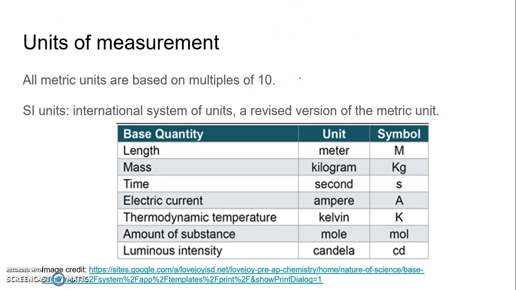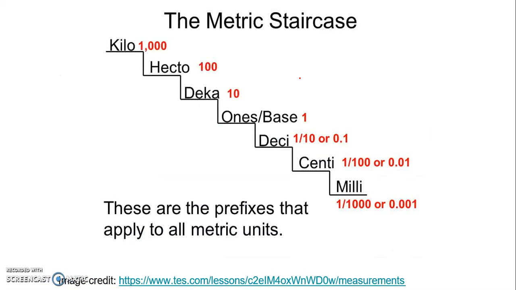Okay, so the next topic that we talk about is units of measurement. Now, all metric units are based on multiples of 10, so this makes the conversion of units very simple. Now, we use SI units, an international system of units, a revised version of the metric unit. So here in this case, we have length, mass, time, electric current, temperature, amount of substance, and luminous intensity. You have to remember these base quantities.